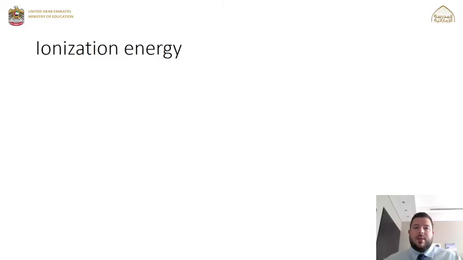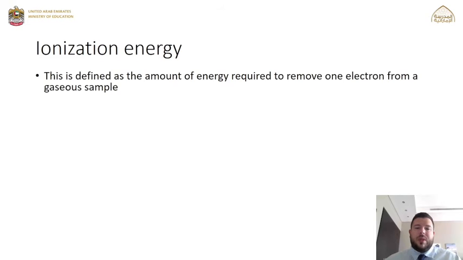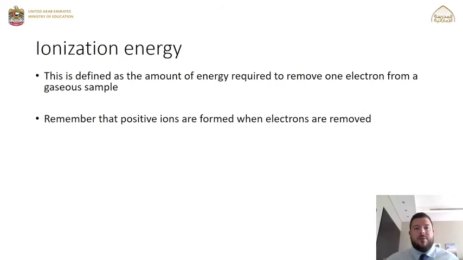So we'll go straight into ionization energy, and this is defined as the amount of energy required to remove one electron from a gaseous sample. Remember previously we talked about ions for ionic radius, and we said ions can gain or lose electrons. Well, in terms of ionization energy, it's always about removing an electron, and it must be a gaseous sample that we remove the electron from.